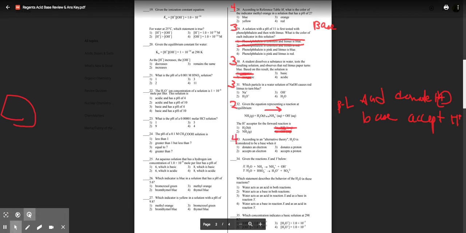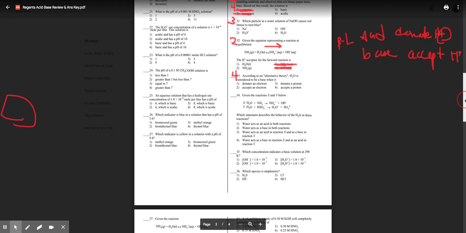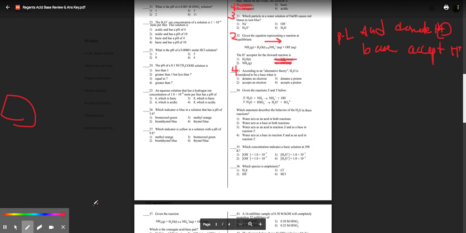All right, let's move this down. 34. Which statement describes the behavior of H2O in these reactions? H2O becomes OH minus. So it looks like we lost an H plus, and that is an acid. So X is acid. Water, oh, it has an extra H and a plus. So this water is accepting, which means it's a base. So water is an acid in X and a base in Y.